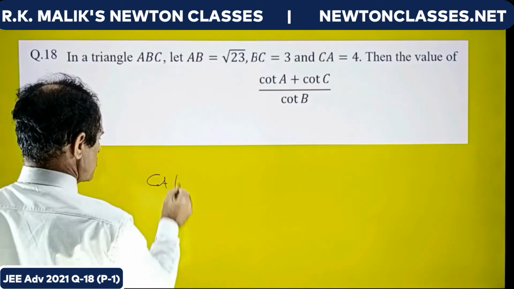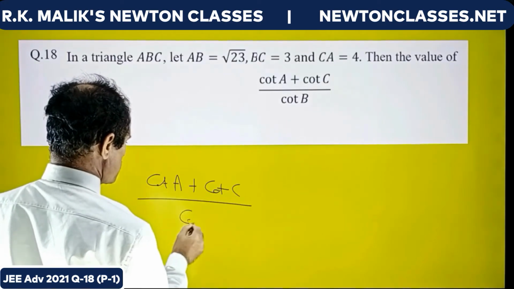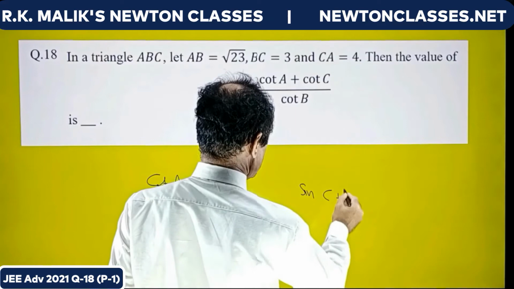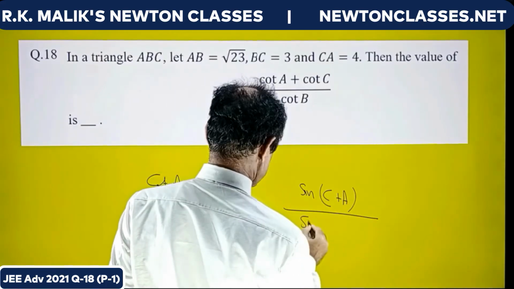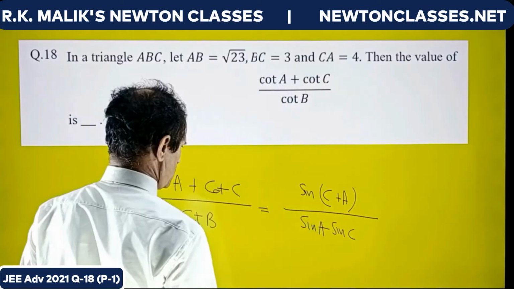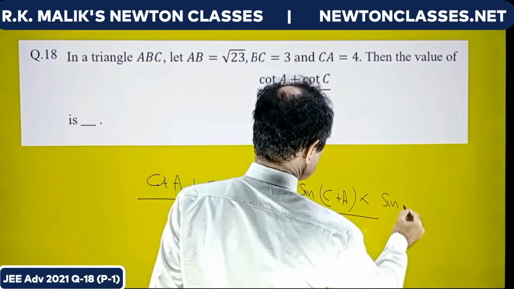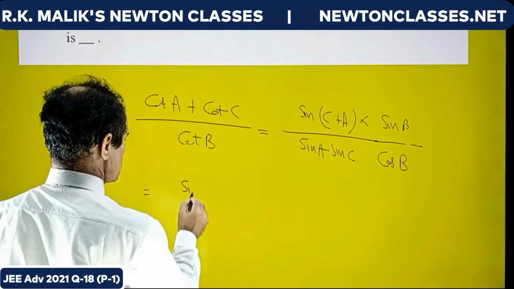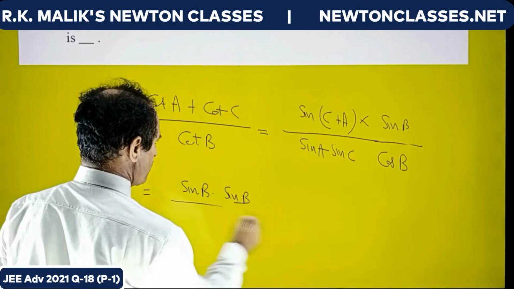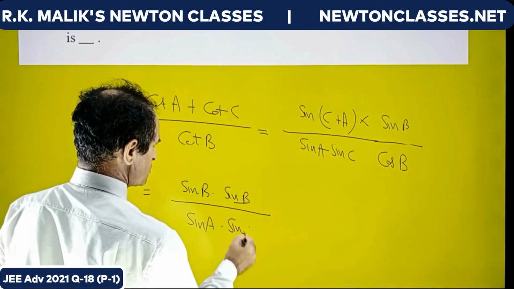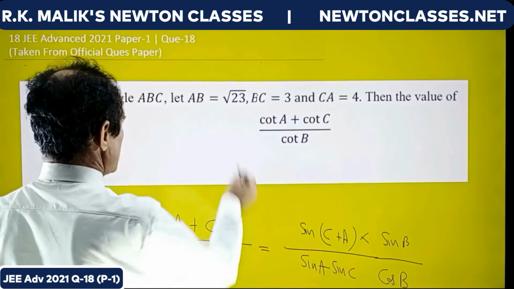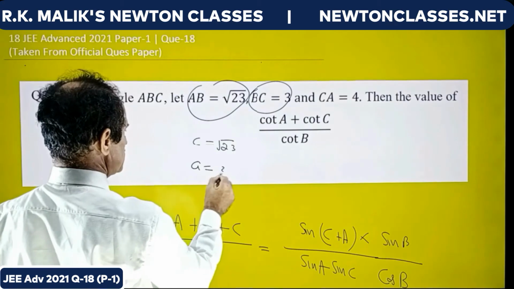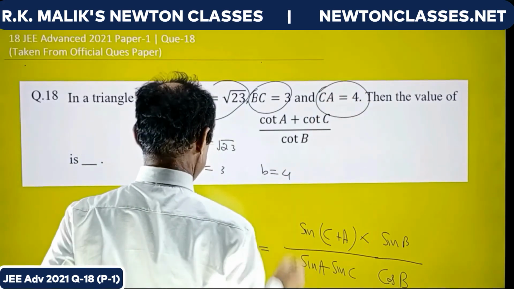Now, (cot A plus cot C) upon cot B is equal to sin(C plus A) upon sin A sin C into sin B upon cos B. This is equal to sin B into sin B upon sin A into sin C into cos B. And this means C is equal to under root 23, this means A is 3 and this means B is 4.